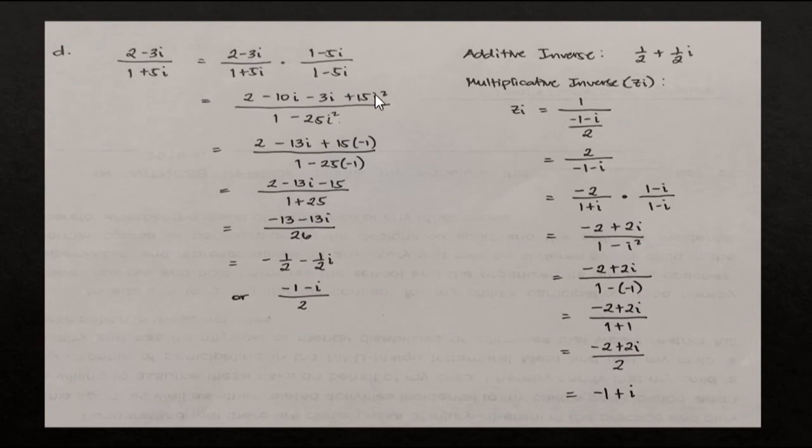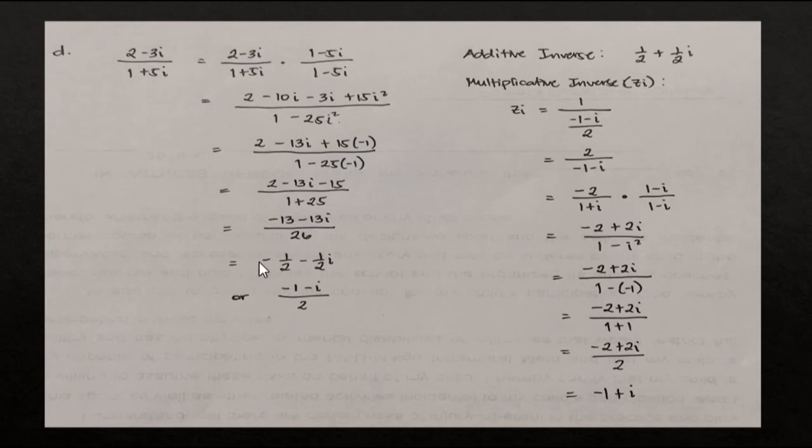Okay, so combining like terms, that is 2 minus 10, negative 10 minus 3, that is negative 13i, plus 15, then I squared is negative 1. All over 1 minus 25i squared, we substitute it by negative 1. Okay, so 15 times negative 1, that is negative 15 here. Then negative 25 times negative 1, becomes positive 25. So what is left is negative 13 minus 13i, since 2 minus 15 is negative 13. Then 1 plus 25 is 26.